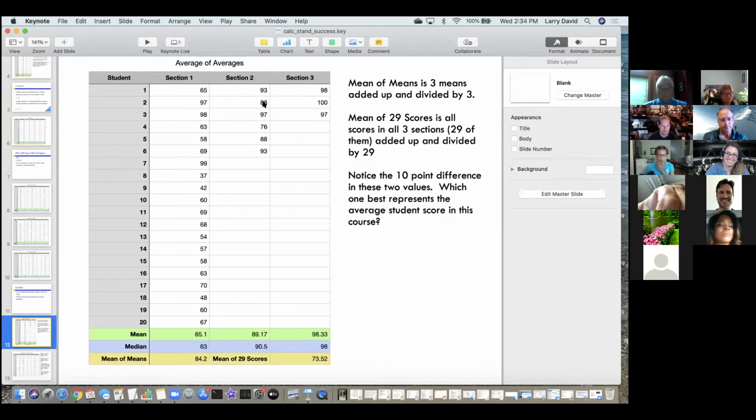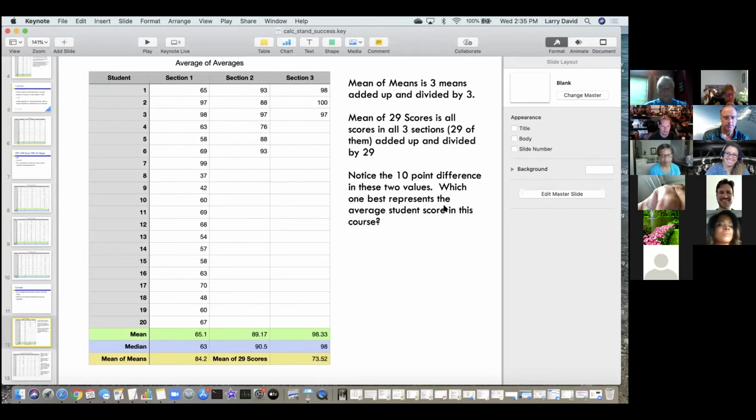If you wanted to average across all 3 sections, which is something we would often want to do in assessment, in my opinion, it would be a mistake to do this, although it is a sort of an open philosophical question. If you were to take the means and then calculate the mean of the means, in other words, add these 3 green numbers up and divide by 3, you'd get 84.2. However, if you add up all 29 scores in all 3 sections, so 20, 6, and 3, add them all up, divide by 29, you would get 73.52.